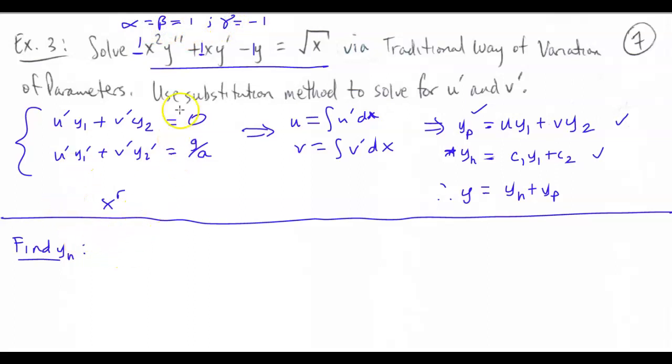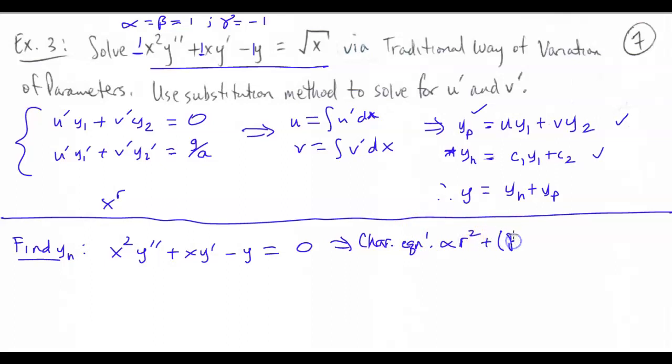All right, so for the homogeneous solution, we need to consider solving this equation, which means we need to figure out what our characteristic equation would be for this. And our characteristic equation is going to be of this form. Okay. So alpha times r squared plus the difference between beta and alpha times r plus gamma is equal to 0.